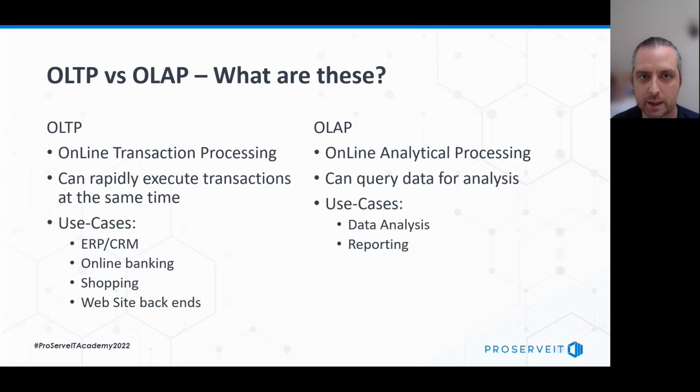OLAP, these are online analytical processing system databases. You can query data for analysis using these, and the main use cases here are data analysis and reporting. This is where the data warehousing world comes into play. So these are different styles of databases that are widely used.